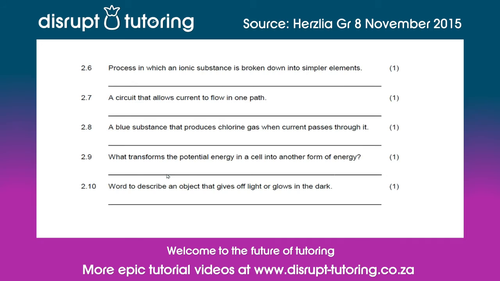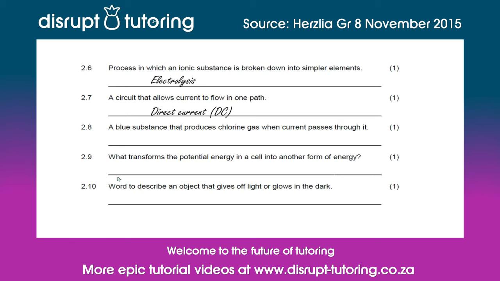2.6 asks, a process in which an ionic substance is broken down into simpler elements is called electrolysis. This is when we use electricity to break down the ionic substance into its simpler elements. Okay, so a circuit that allows current to flow in one path, this is called a DC circuit, direct current circuit, and is different. The other form of circuit that allows flow of current in either direction is called alternating current. So just keep that at the back of your mind.